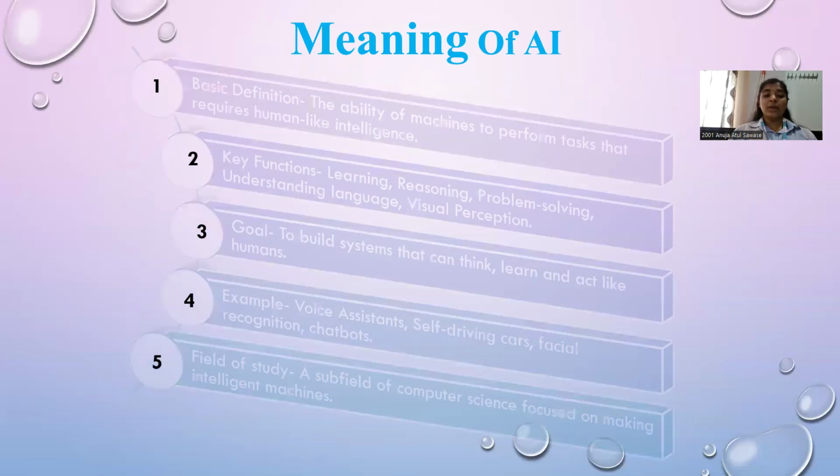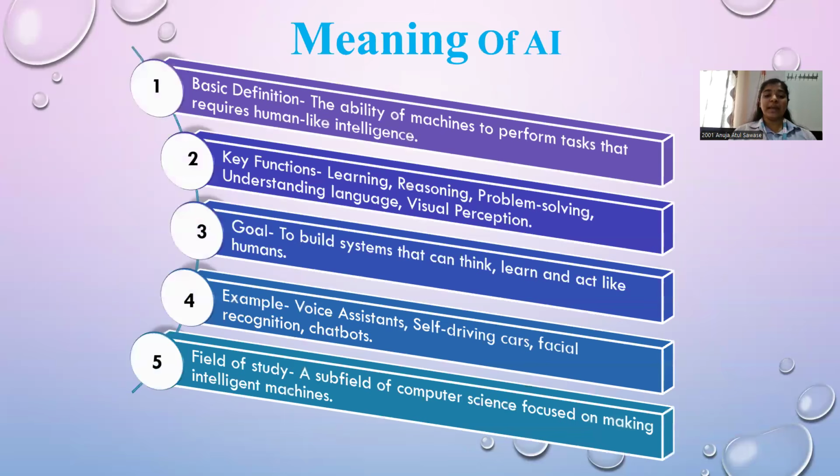Then next is the meaning of AI. The basic definition: AI stands for the ability of machines to perform tasks that require human-like intelligence. The key functions of AI are learning, reasoning, problem solving, understanding language, and visual perception. The goal of AI is to build systems that can think, learn, and act like humans. Examples are voice assistants, self-driving cars, facial recognition, and chatbots. It is a subfield of computer science focused on making intelligent machines.